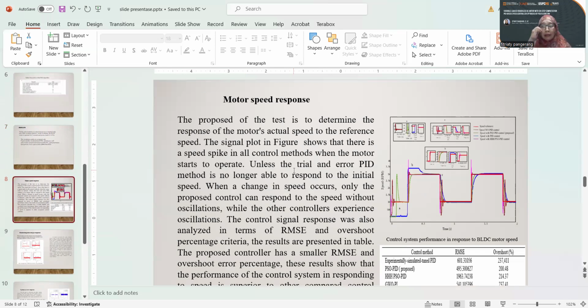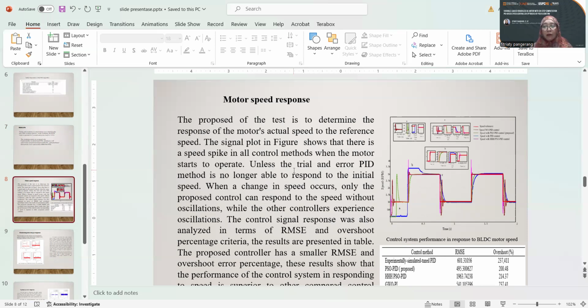Motor speed response. The purpose of the test is to determine the response of the motor actual speed to the reference speed. The signal plot in the figure shows that there is a speed spike in all control methods when the motor starts to operate, unless the trial and error PID method is no longer able to respond to the initial speed.